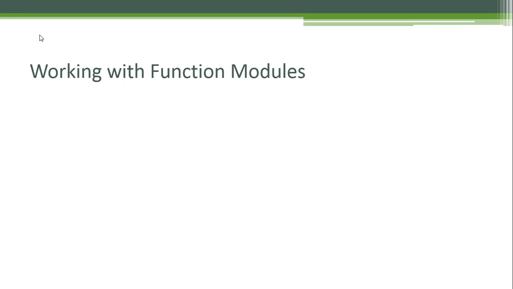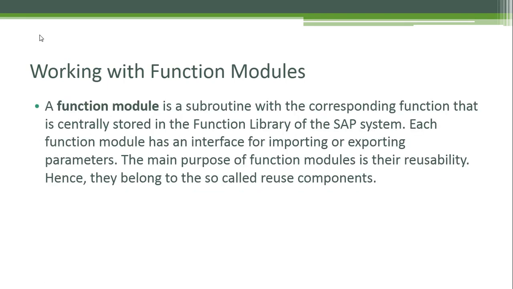Working with function models. A function model is a subroutine with a corresponding function that is centrally stored in the function library of the SAP system. Each function model has an interface for importing or exporting parameters. The main purpose of function models is their reusability, hence they belong to the so-called reuse components.